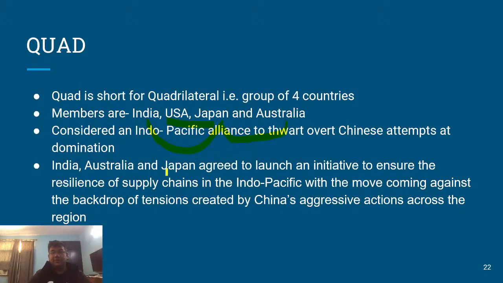So India, Australia, and Japan have also agreed to launch an initiative to ensure the resilience of supply chains in the Indo-Pacific. The idea is that the supply chains, which is goods traffic, should, if there's any Chinese aggression, be protected by these three countries together. Again, this is not hinting at a war. Please do not take this as a war initiative, but simply as individual security.